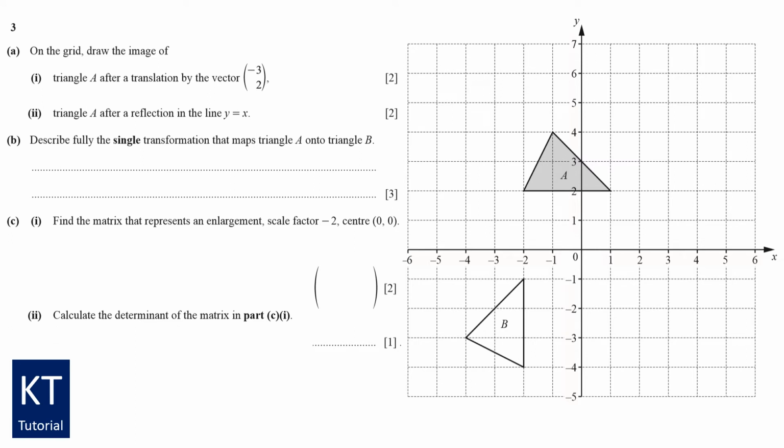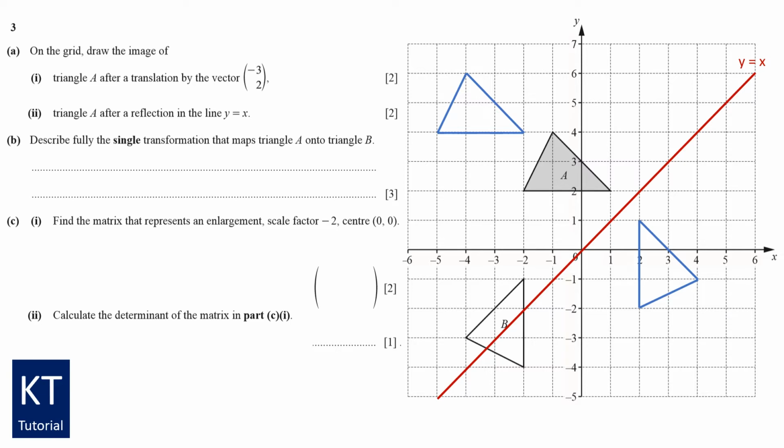Question 3a. On the grid, draw the image of triangle A after a translation by the vector -3, 2. This is the blue triangle on the top left. Next, draw the image of triangle A after a reflection in the line y equals x. This would be the blue triangle on the bottom right.